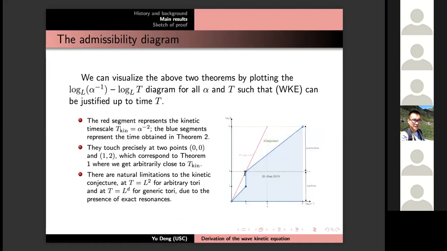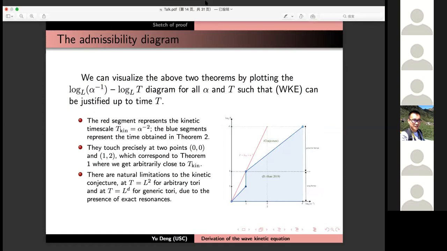What we are able to do is to justify the wave kinetic equation for alpha and t in the blue region below these blue segments. What is still open in this conjecture is this triangle and these triangles. Notice that the red and blue segments touch exactly at these two points, 0, 0 and this point 1, 2, and these exactly correspond to the result of theorem 1, where close to these two particular scalings we're able to get arbitrarily close to the kinetic time scale.